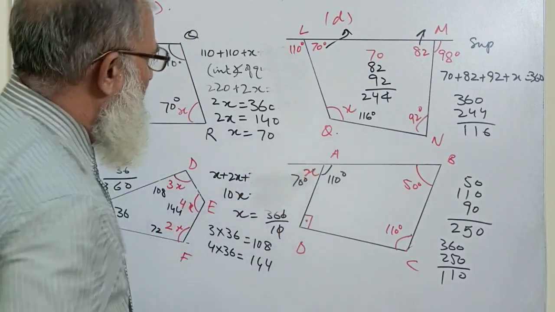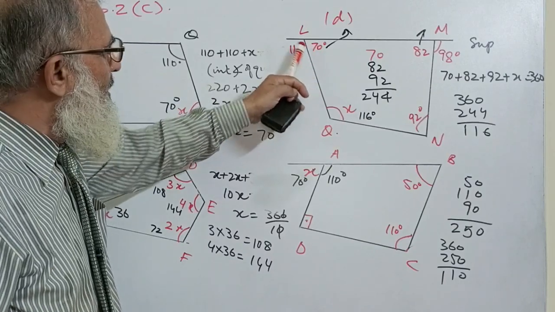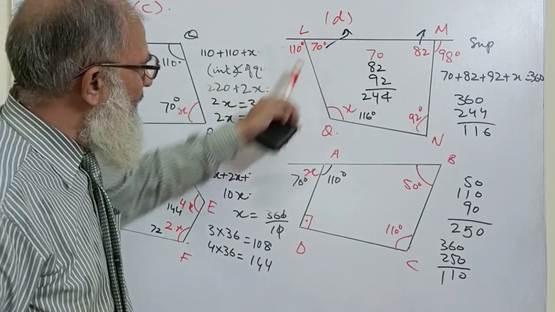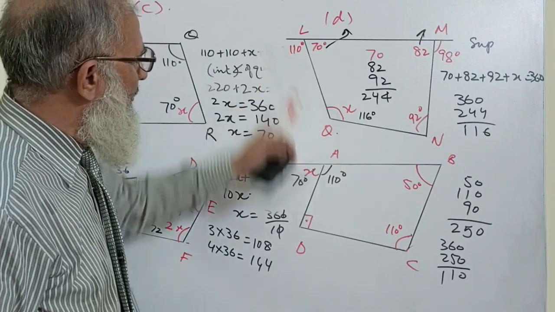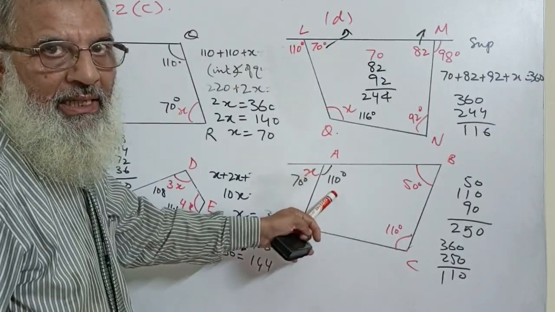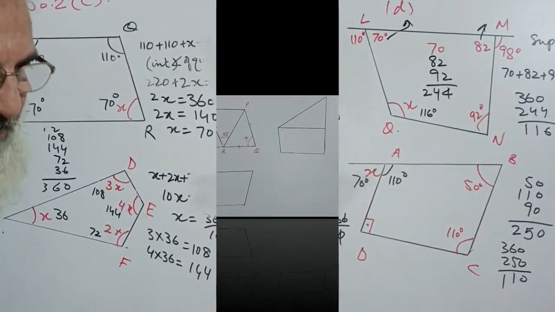So it was quite easy, just like this. You see that here the interior angle is 70 degrees and the exterior angle was 110. Here the interior angle is 110 degrees and the exterior is 70 degrees.